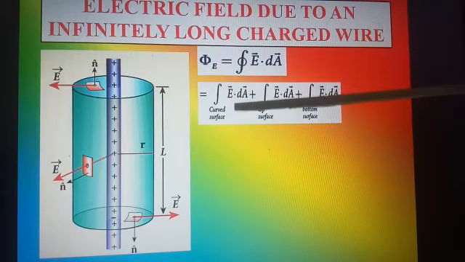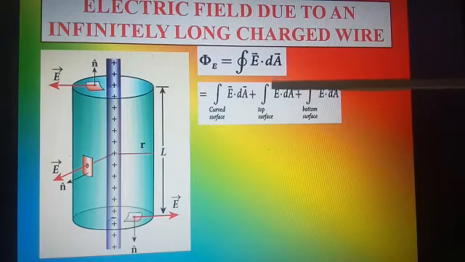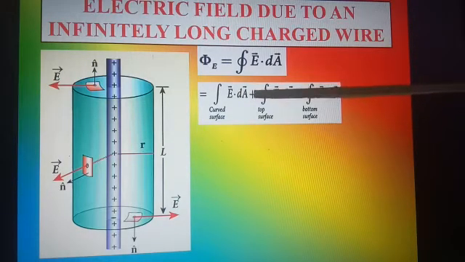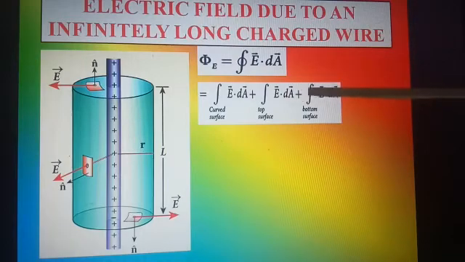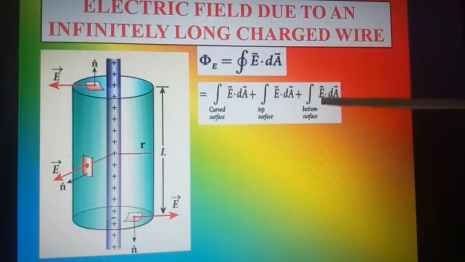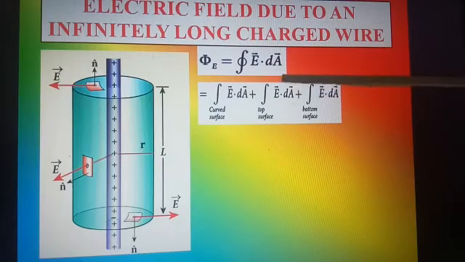For the curved surface, the E vector is parallel to the A vector, so the value of E vector dot dA vector is E dA. But for the top and bottom surfaces, the E vector is perpendicular to A. That means the electric field is perpendicular to the area, so the value of E vector dot dA vector is equal to 0.